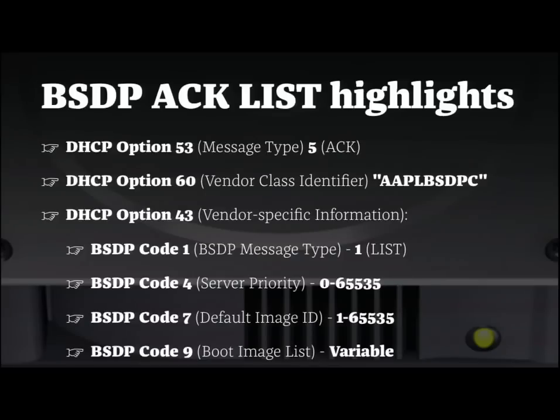Default image ID, so that's if you hold down N on the keyboard, that's the one that will get loaded or requested. And then the boot image list is a variable length bit of data that has the ID and the name of the image in it. This is a reason to keep your image names kind of short, because the longer they are, that field may overrun and you may run into trouble. So short and sweet works best here.